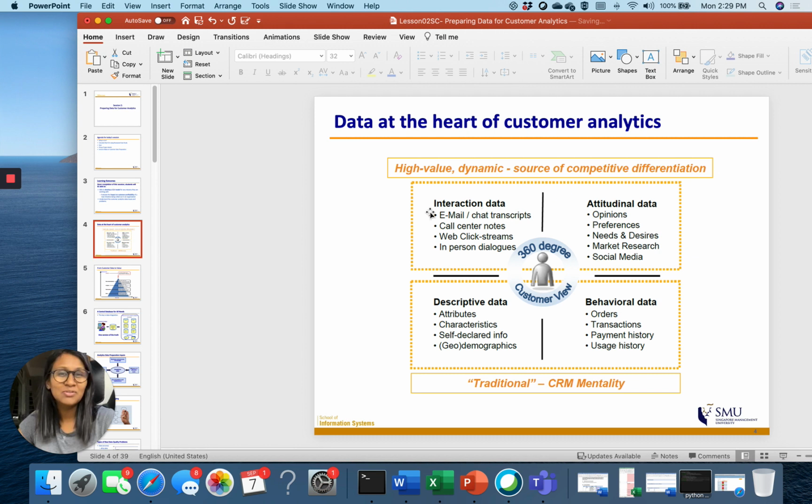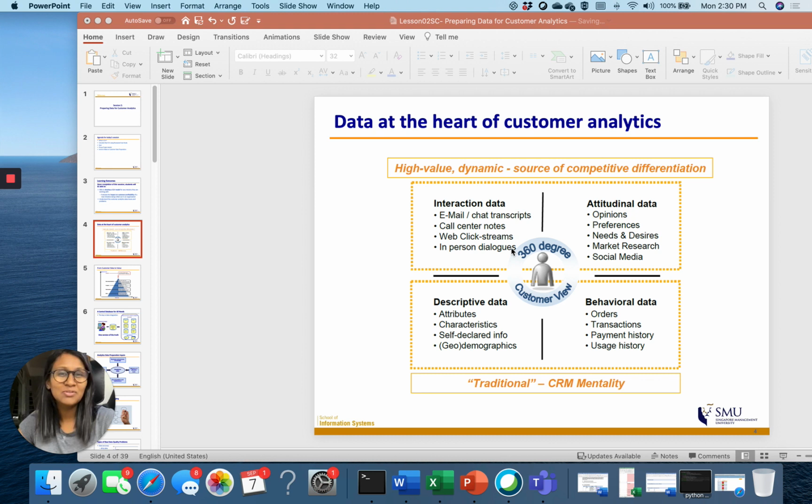The first one is data related to interactions. This interaction data essentially comes from surveys or any kind of interaction that the organization might have had with the individual. These can be emails written by customers, or transcripts of the chat that the customer has done with the customer service representatives, or even the click stream data, which is collected by looking at the way people interact with the websites of the organization.